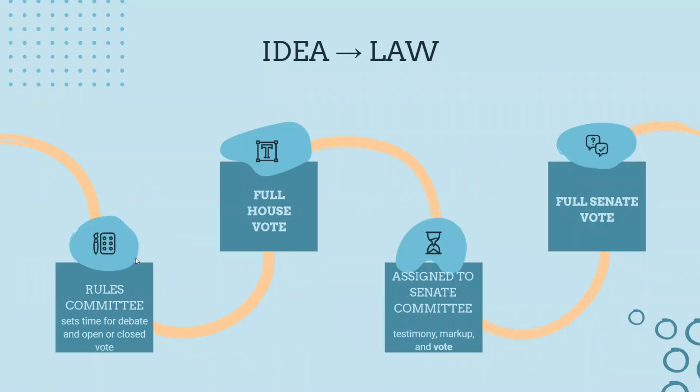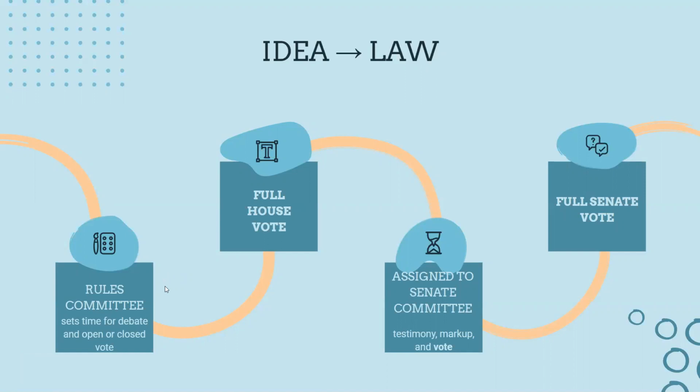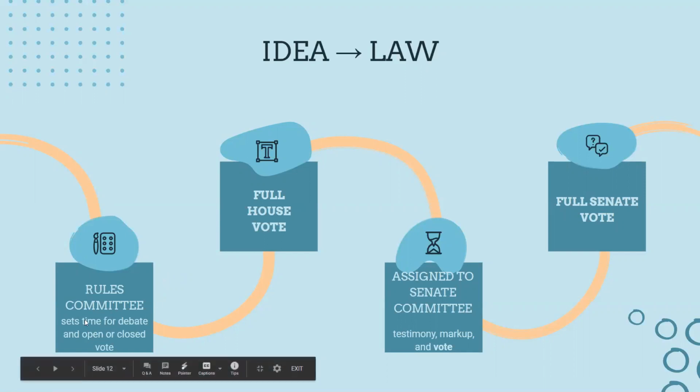And then we have the Rules Committee, which sets the debate and an open or closed vote. This is strictly in the House. So if it started in the Senate, there wouldn't be a Rules Committee. So it sets the time for the debate and whether the vote is open or closed. So open means you can put amendments on the bill, and closed means you cannot. And then it goes to a full House vote, which is bold because it can die.